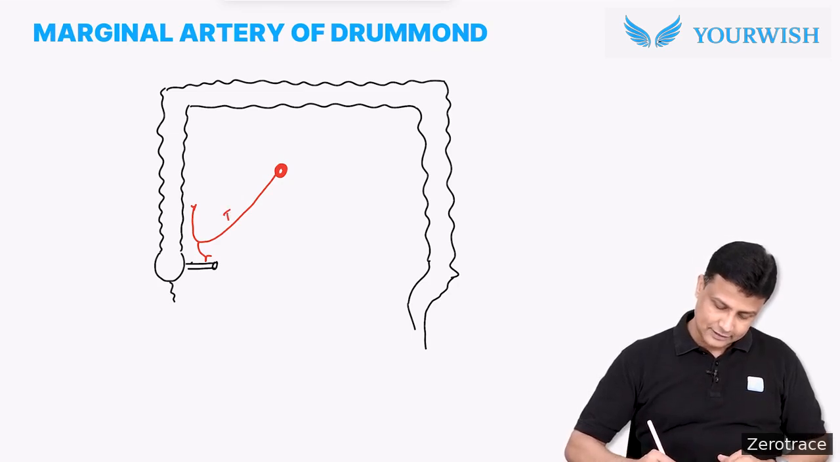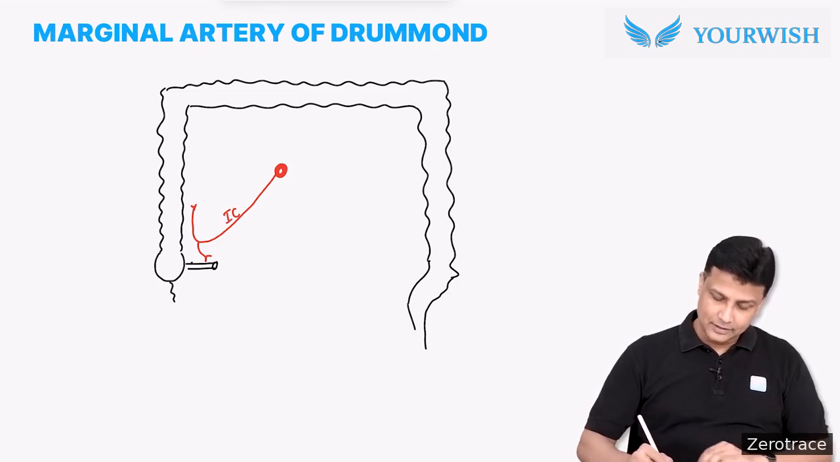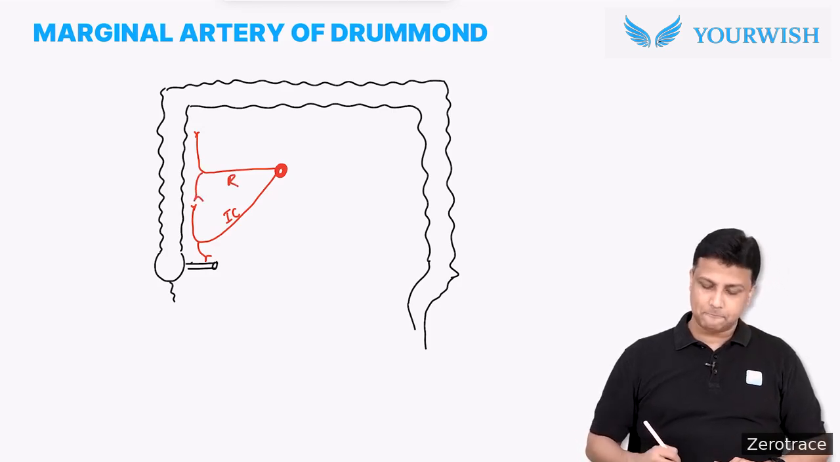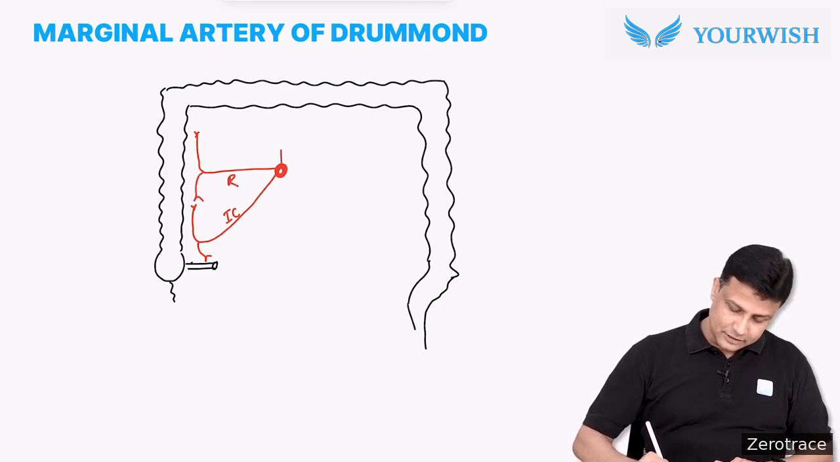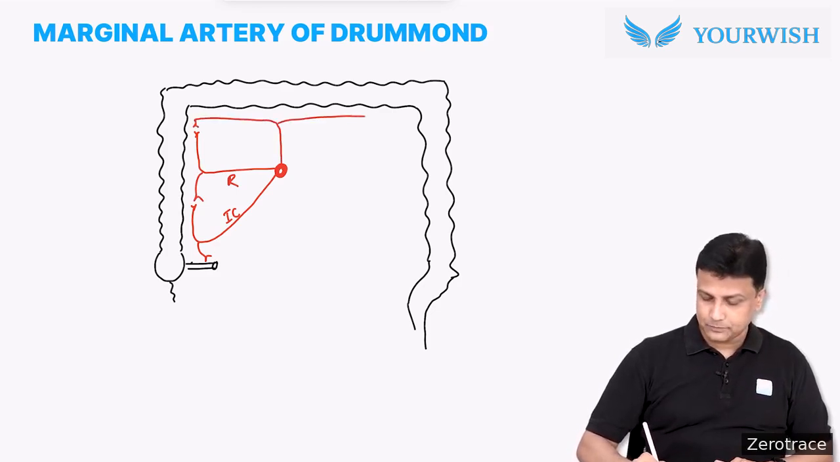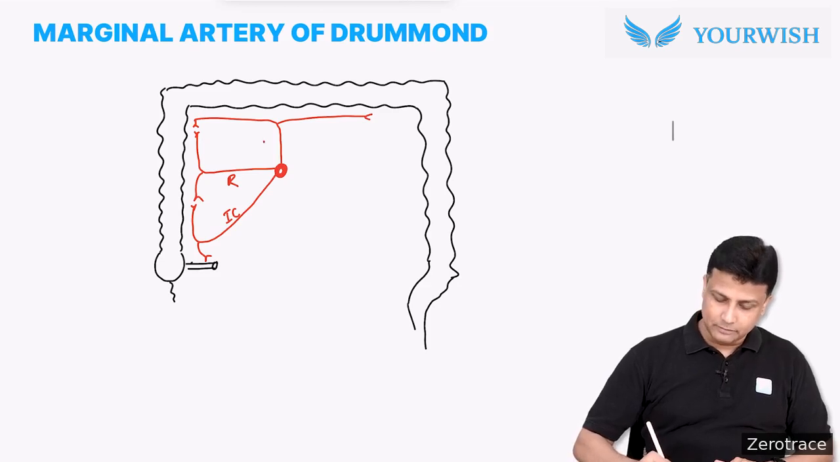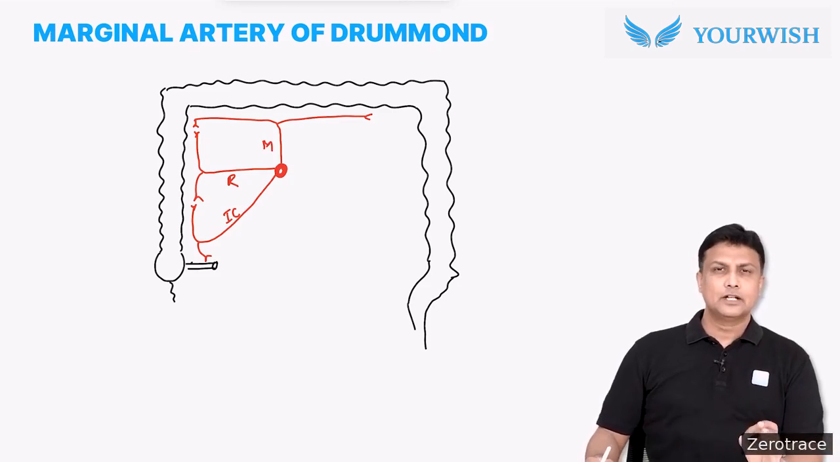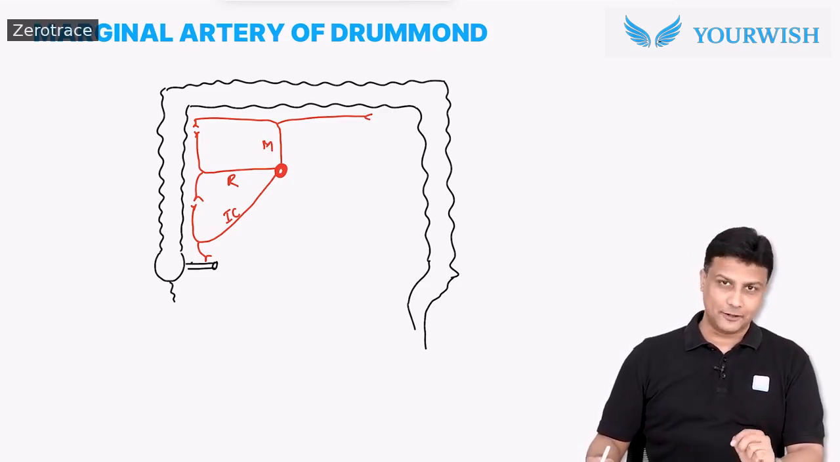I'm just writing here as IC, ileocolic artery. Then the same superior mesenteric artery will also supply this ascending colon over here. An ascending colon is supplied by right colic artery. And then the same superior mesenteric artery will also supply the transverse colon here. And this one here will be the middle colic artery. That is a middle colic artery. Perfectly done. So till here it will be midgut, and that will be taken care of by the superior mesenteric artery.